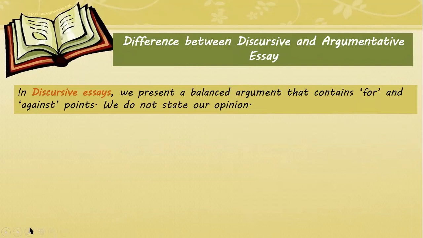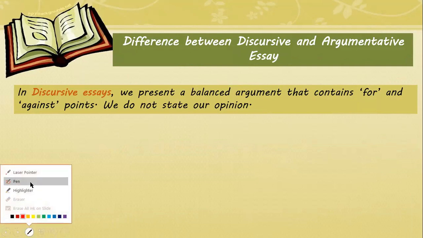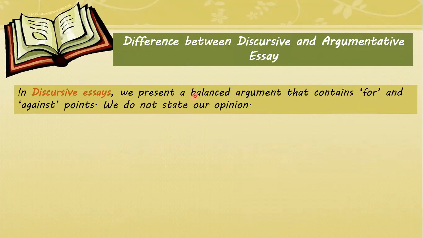A discursive essay is one where you are presenting both points of view. A balanced argument is given, where you talk about the points in favor of the topic and the points against the topic. And here we do not state our opinion. We are not defending anything. We are actually talking about the pros and cons of that particular topic, the similarities and differences in a balanced way. That is called a discursive essay, where you are discussing all aspects of that particular topic.